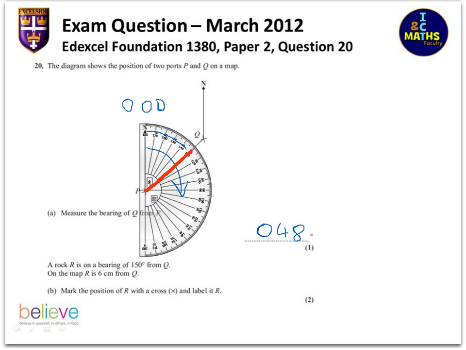Okay, in the actual exam they give you a kind of room for manoeuvre, so they'll let you off with 1 or 2 degrees either way from the actual answer.